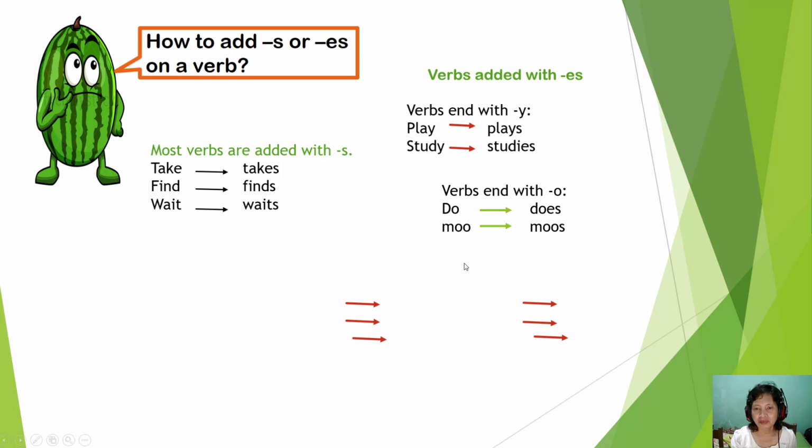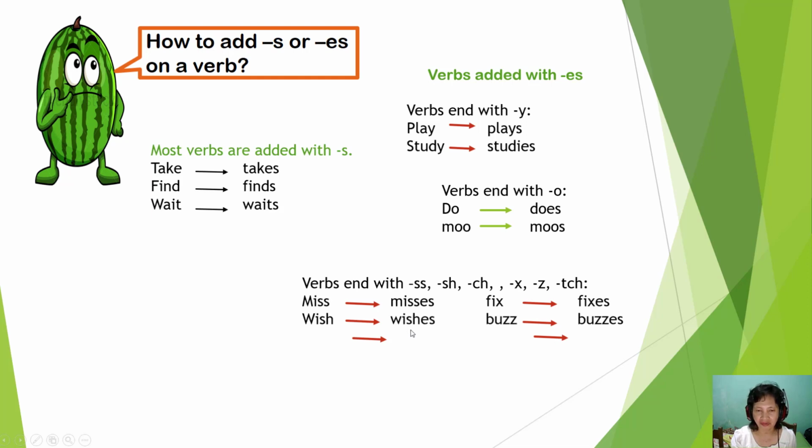Okay, and then verbs that end with O. If it is a single O, you have ES. If it is a double O, you have S. And then the last is verbs that end with SS, SH, CH, X, Z, or hissing sounds. So you add ES after the verb. So the examples are makes, misses, fix, fixes, whiz, whizzes, buzz, buzzes, attach, attaches, snatch, snatches. Yeah, hopefully you can understand how to add S or ES on a verb.